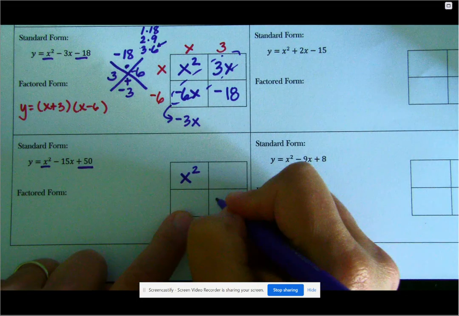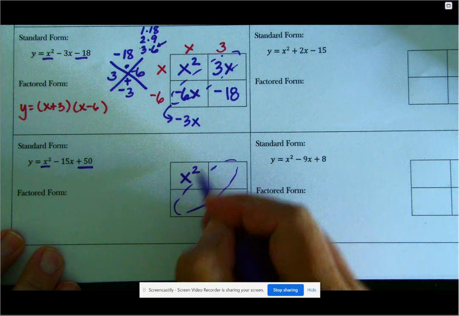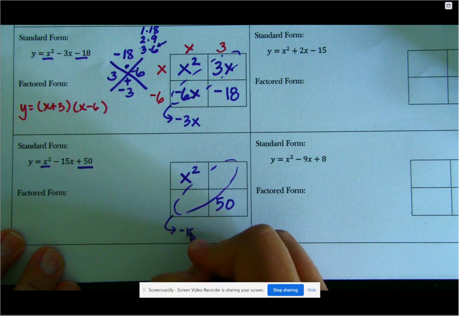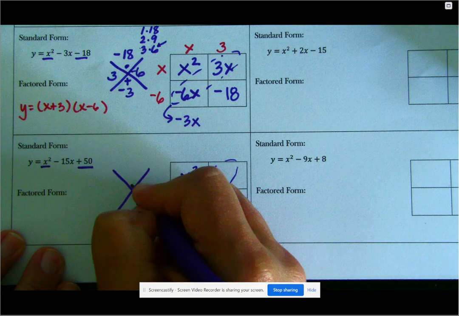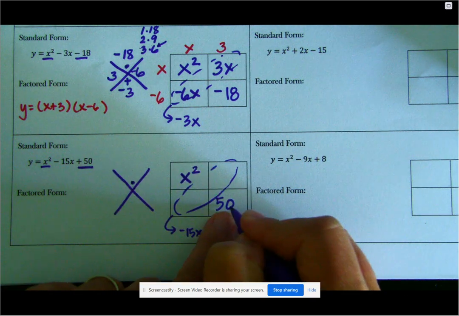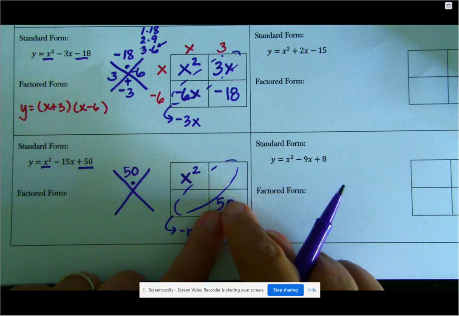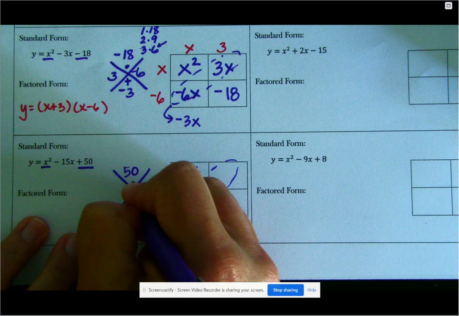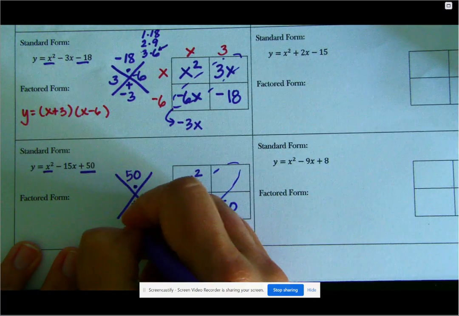The last term goes in the bottom right. And then to figure this out, -15x, we need to ask ourselves, what are two numbers that multiply to make this number? Because we're looking for two numbers to multiply to make 50, but they need to add up to this, -15.